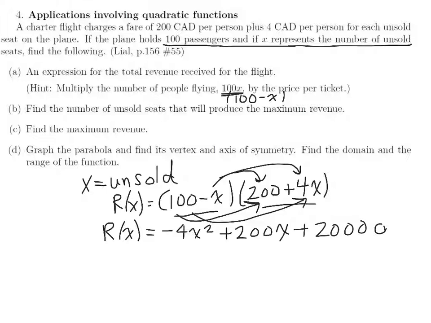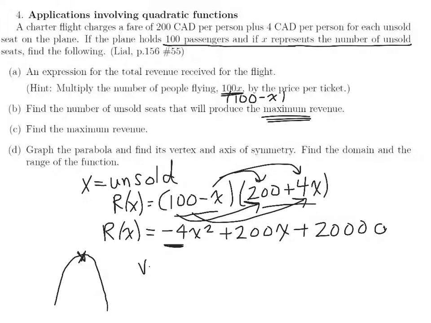So looking at this function, we see that the a, or the coefficient of the x squared term, is negative. So that means that the function is a parabola opening down, and that means that it has a maximum value at the vertex. And so the question that we're asked is, find the number of unsold seats that will produce the maximum revenue. So maximum here for a parabola is going to be that vertex.